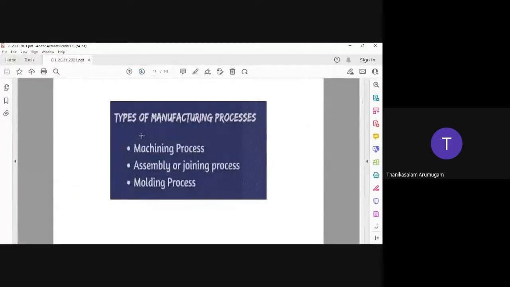Generally, there are three manufacturing processes: the machining process, the metal joining process, and the molding process. Joining means welding, soldering, brazing.